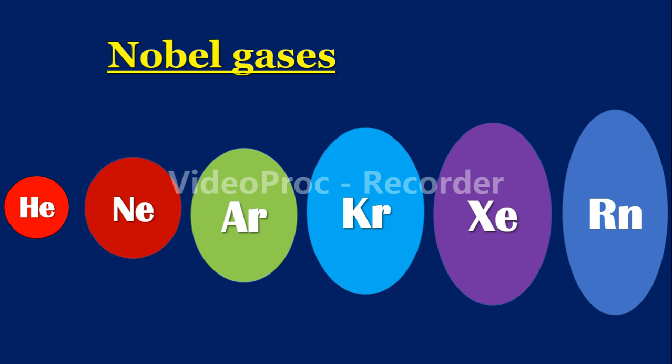When moving from top to bottom, the size increases. As a result, the gases become heavier and more difficult to inhale. Understand? Helium is the lightest gas and it is easy to inhale. But radon is the heaviest gas and is mostly available in solid state. And xenon is also a heavy gas, as is krypton. These are difficult to inhale. So they are rarely found in the universe and they belong to the p block elements.